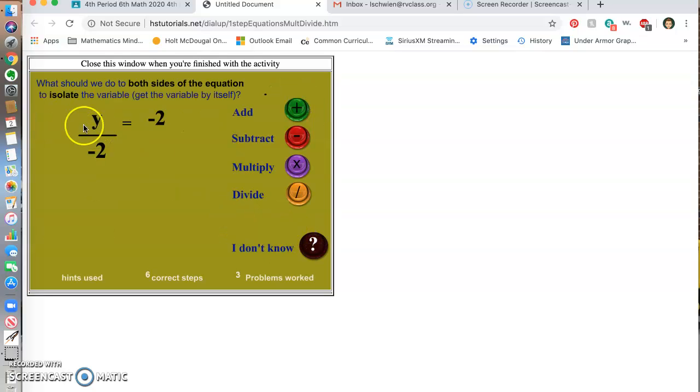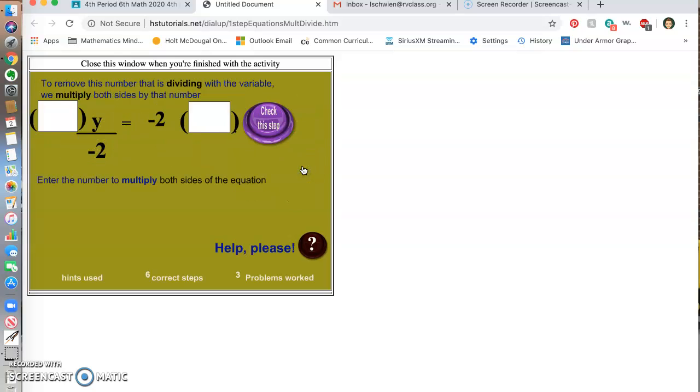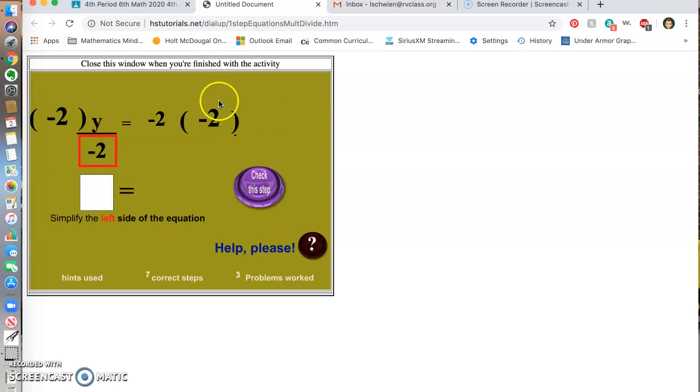Another division equation. So how do we solve a division equation? We multiply, they're opposites, and you multiply by that number. So if you multiply this side by -2, that's going to give you -2y divided by -2. And if you multiply that side by -2, you have to multiply the right side by -2. Remember, that tells you you're multiplying both sides. Cancel those two out, and you're left with y equals negative times negative is positive, and 4.